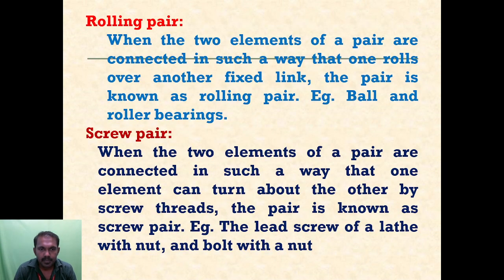Next, rolling pair. When the two elements of the pair are connected in such a way that one rolls over another fixed link, this pair is called a rolling pair. For example, ball and roller bearing. Next, screw pair. When the two elements of the pair are connected in such a way that one element can turn about the other by a screw thread. For example, the lead screw of a lathe with nut, and bolt with a nut.